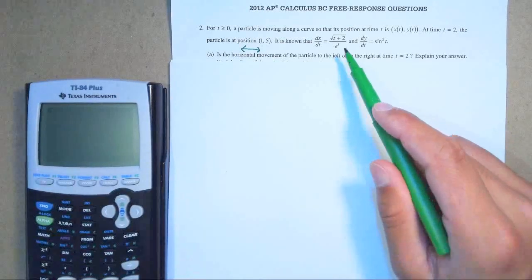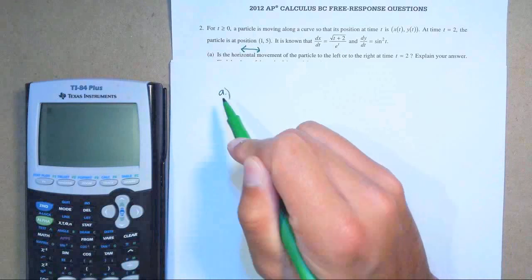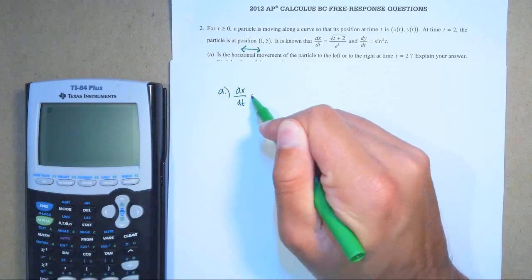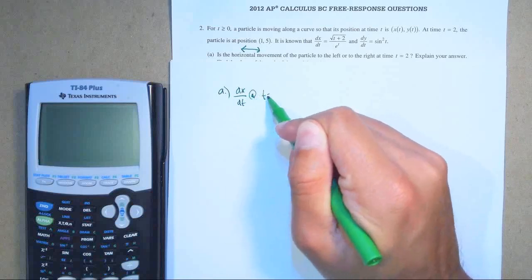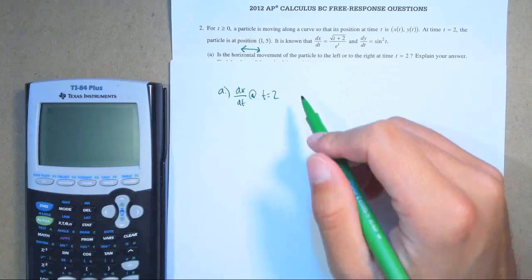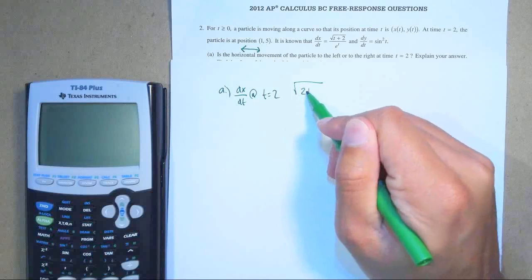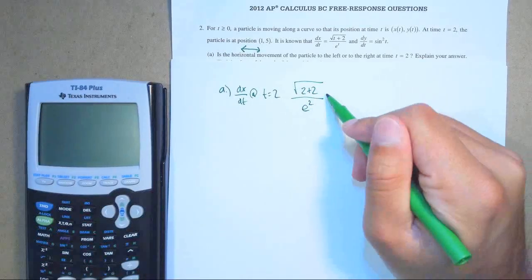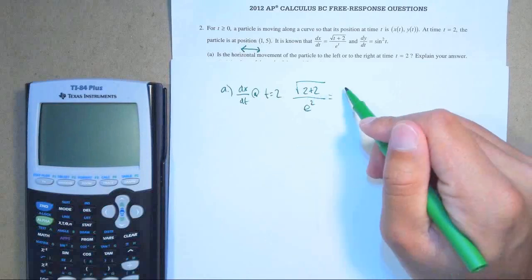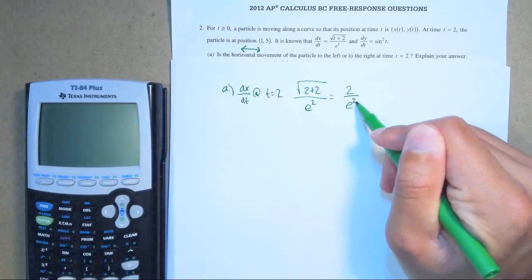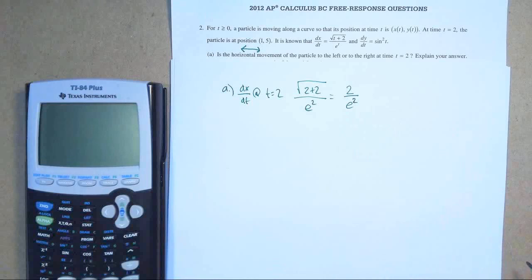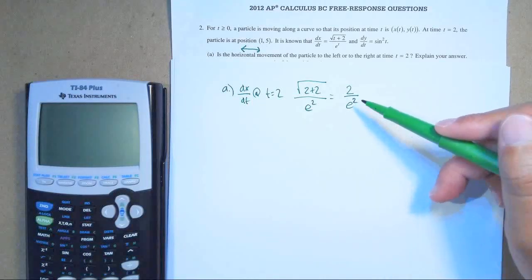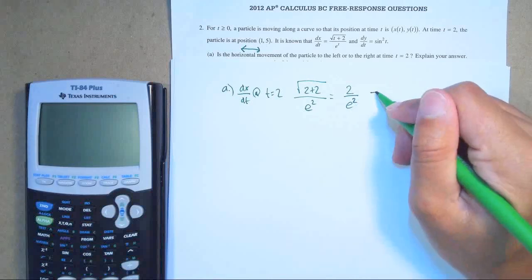So all we have to do for part A is plug in dx over dt, but at t equals 2. When I plug that in, I'm going to get the square root of 2 plus 2 over e to the t, or e to the 2, which is 2 plus 2 is 4, square root of 4 is 2, so that's going to be 2 over e squared. Now, if you wanted to, you can plug into the calculator to determine if it's positive or negative, but e to the second power is going to be a positive number. Therefore, this value is greater than 0.